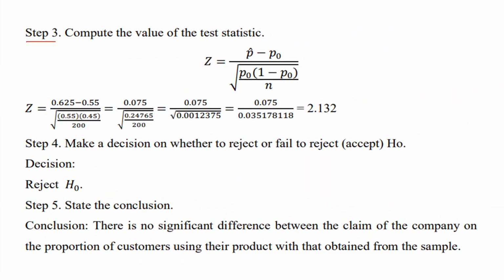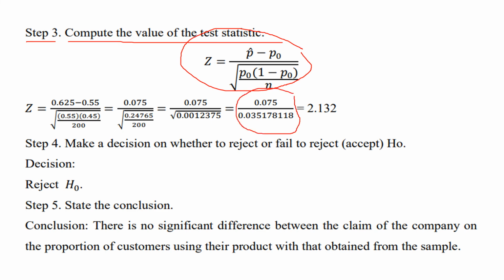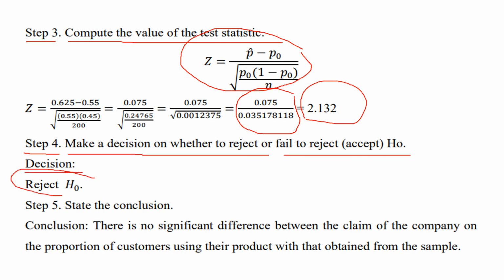So for step number 3, we're going to compute the value of the test statistic. We just simply use this formula and substitute the computed values for your p-hat, p-sub-o, and your n. As we arrive at the simplified value, that will be equal to 0.075 over 0.035178118, which is equal to a positive 2.132. And for step number 4, make a decision on whether to reject or fail to reject your H0. So our decision is to reject your H0.